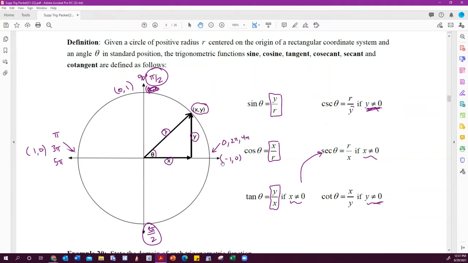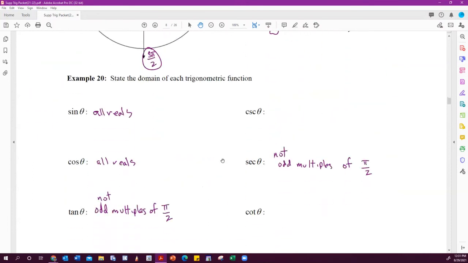So of course, if those are the illegal spots, that means that the answer down here is you're going to have to make sure that you are not multiples of pi. You can't be 1 pi, 2 pi, 3 pi, 4 pi. That's also true for the cotangent. Not multiples of pi.